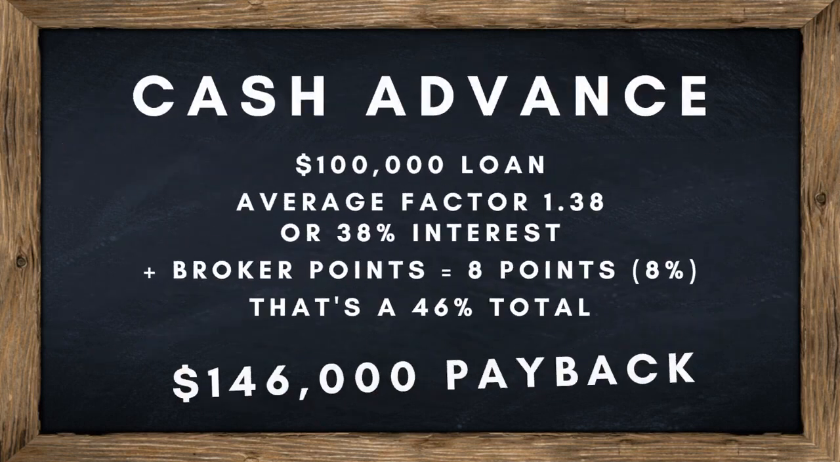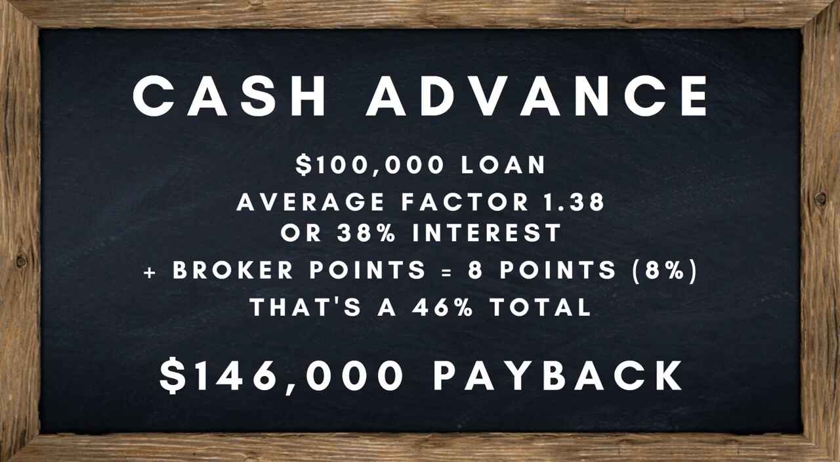Okay, that's our example. So we're talking about a cash advance here, right? It's a $100,000 loan. The average factor is 1.38, meaning there's 38% interest on top of it, right? So 38% interest. Broker points is 8 points. That's what we would be charging, right? So please understand that you're going to have the principal, right, which is the loan amount, the interest, right? But then we also have our points. That's what we're charging. That's how we earn as brokers.